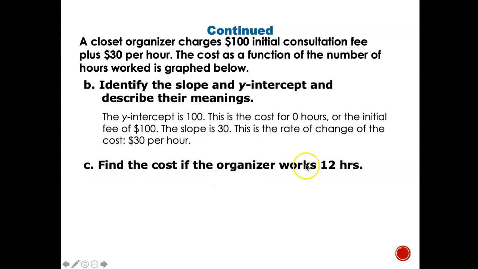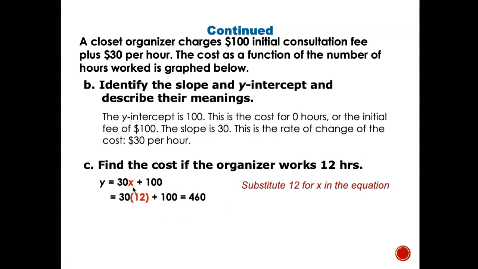Now what if there's another problem that says find the cost of the organizer if he or she works for 12 hours? Just simply use the equation that you wrote. So y is equal to 30x plus 100. Just plug in 12 to x, because we know that x represents the time. So 30 times 12 plus 100 will give you 460. So the cost of the organizer when he or she works for 12 hours is $460.